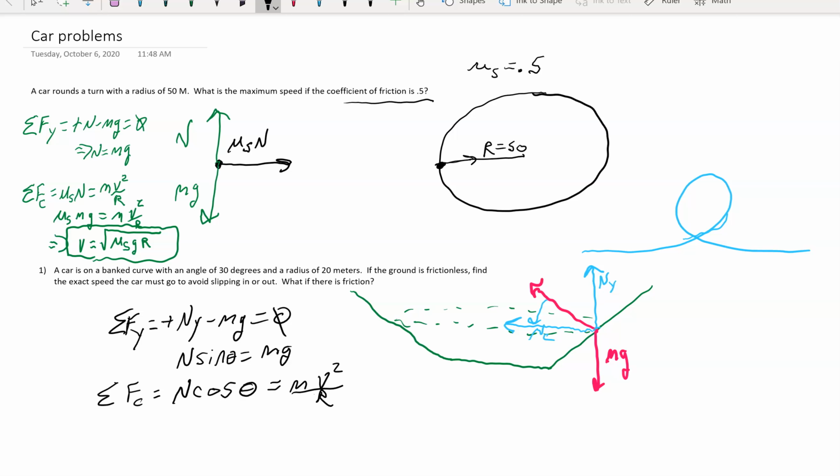Okay. The normal force is mg over sine theta. So I can write, instead of the normal, mg over sine theta. So mg over sine theta times cosine theta equals mv squared divided by r. And so you can see the math for this problem is almost exactly the same as the math for the other problem, even though the physical reason for the turning is exactly the same.